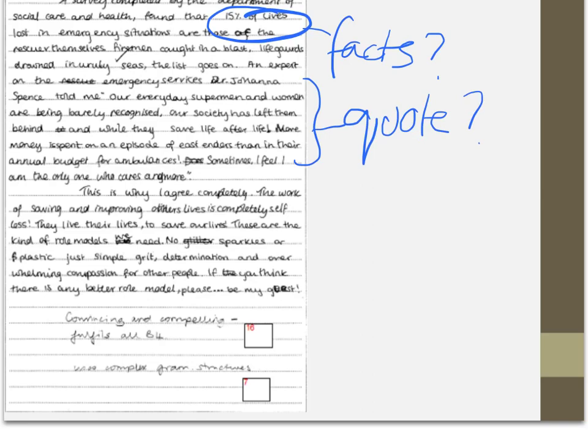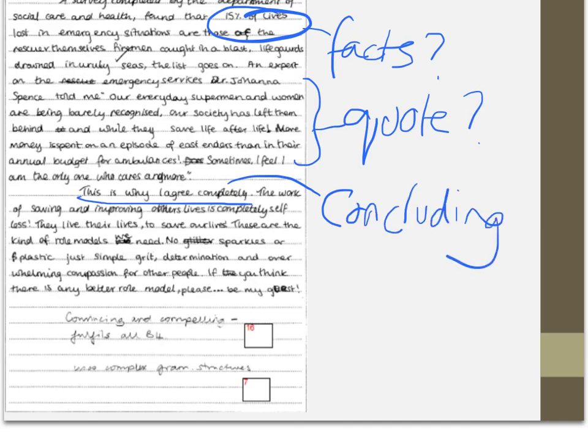This is why I agree completely, and this is how the student is really coming to their conclusion now, concluding their ideas, and we see the repetition of that first assertion about completely agreeing. The work of saving and improving others' lives is completely selfless. They live their lives to save our lives. A lovely sense of parallelism here. These are the kind of role models we need. No, and I think this is important here.